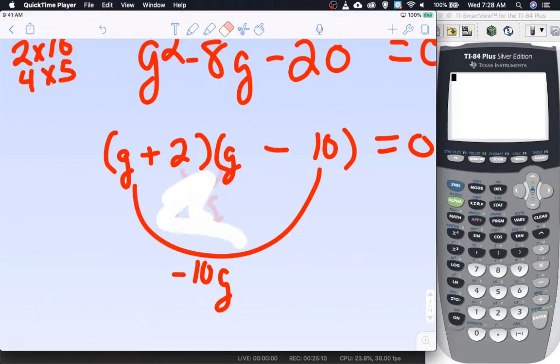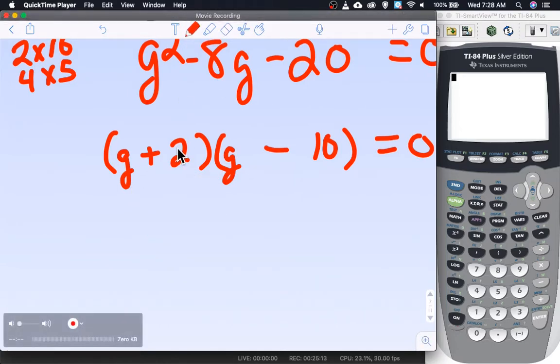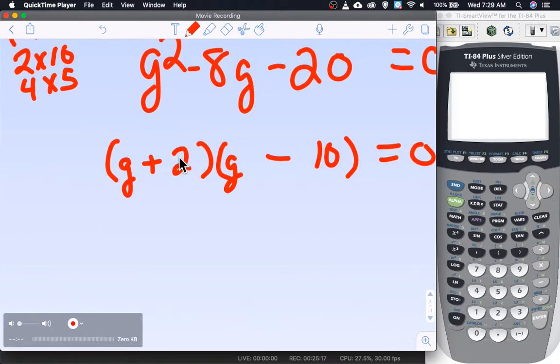And let's check everything. So we know the g and the g is g squared. We know that our middle terms, the 2g and the negative 10g, would combine together to give us negative 8. But checking our last again, positive 2 times negative 10 is negative 20. Okay, so our factoring is good.